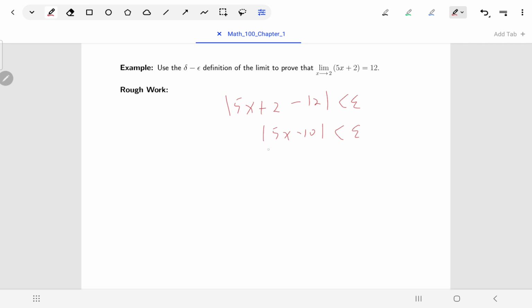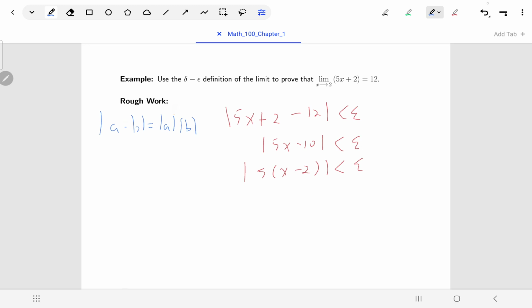And you might notice here that 5 factors out. So actually, I could rewrite this as 5 times x minus 2 less than epsilon. So fun fact about absolute values: if you have the absolute value of a times b, that's the same thing as the absolute value of a times the absolute value of b. So for products, you can split up absolute values, not for sums and differences. So if this was a plus, that would no longer be true. That would not be the case. But for multiplication, yes, it certainly is true. So I'm thinking of doing that here.